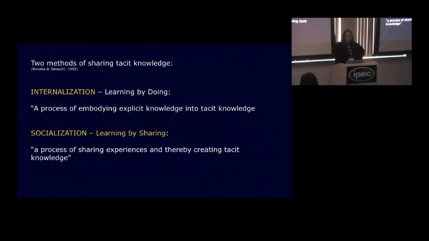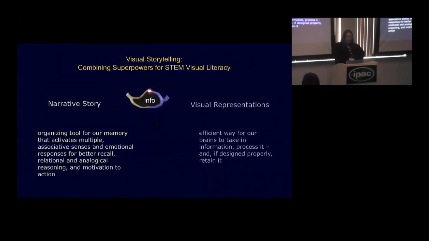Because the general public isn't going to learn by doing the way experts do over time, socialization, learning by sharing is really important. And so the key for me, and I'd love to talk about this more with any of you who are interested, it's really looking at how do we combine narrative story and visual representation and efficient mechanisms on both sides to bring those together. So if you're interested, I'm around and have more time than 5 minutes.